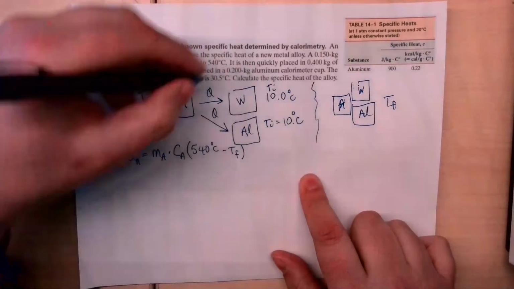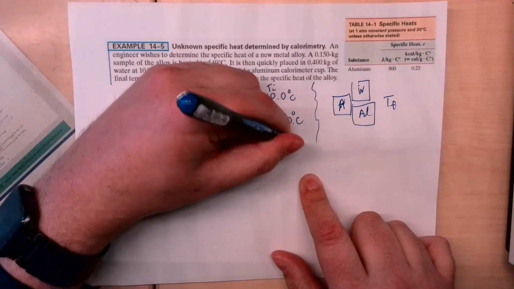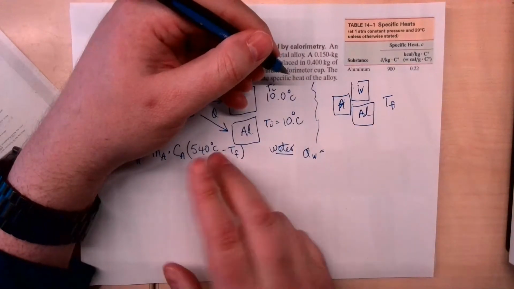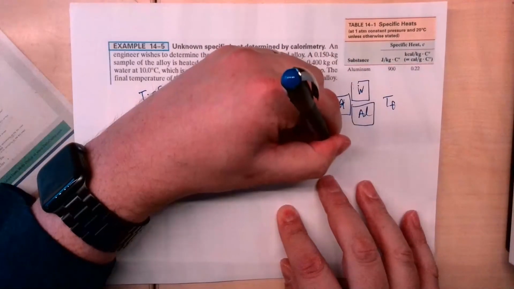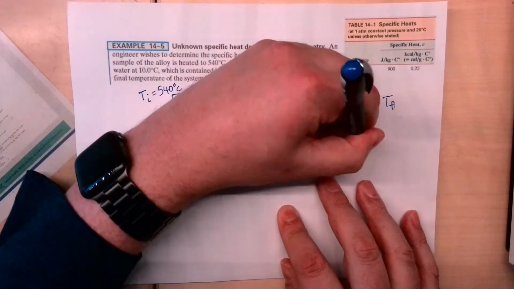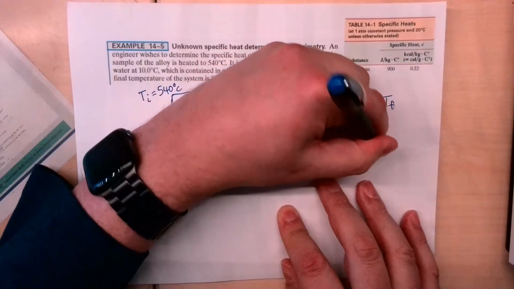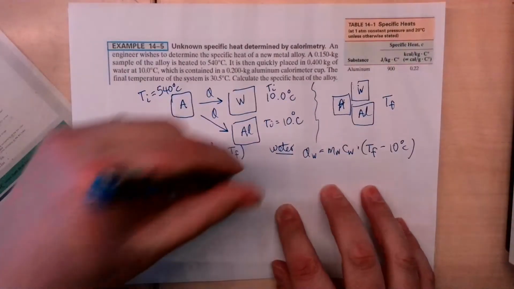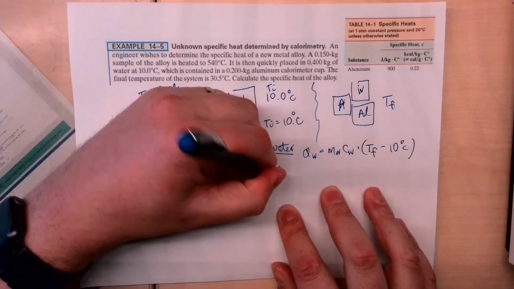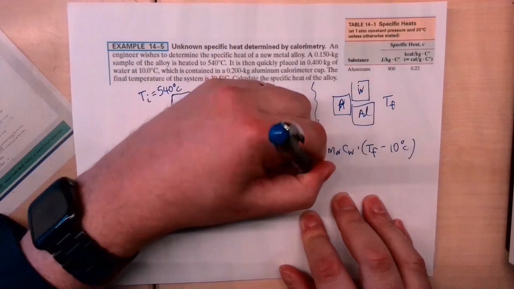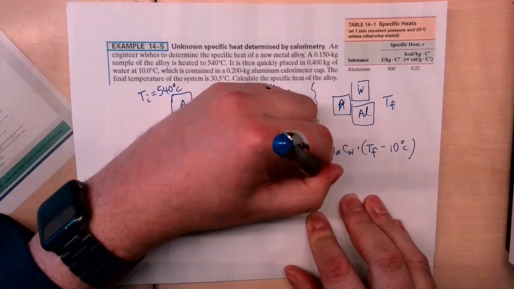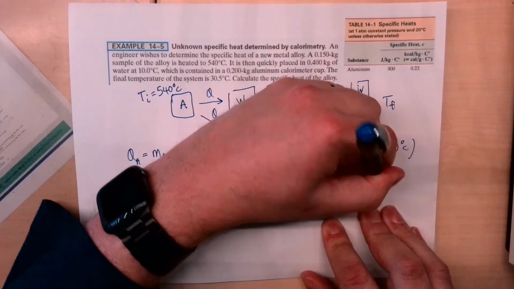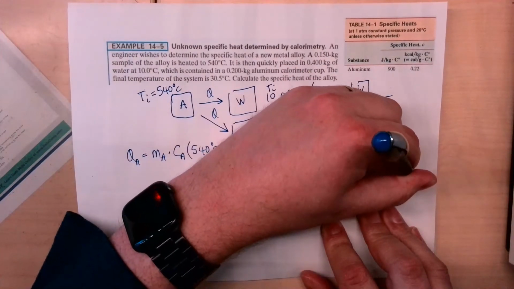How about for the water? What's the equation for that? Well, that's going to be the heat that goes into the water, so we reverse the final from the initial here. It's the mass of the water times the specific heat of the water times its temperature final minus its initial temperature, which is 10 degrees Celsius. Okay, and how about the aluminum cup? The aluminum is going to be Q_Al equals the mass of the aluminum times its specific heat, which we just look up, times its temperature final minus 10 degrees, that's its initial temperature, Celsius.